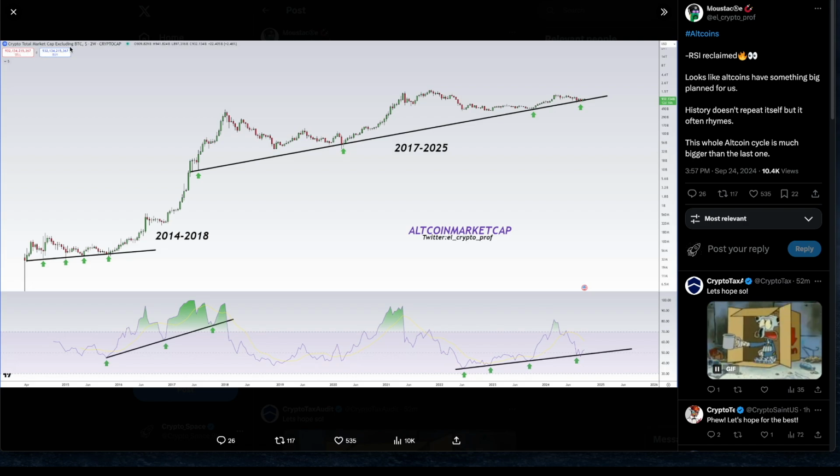That is the total crypto market cap, excluding Bitcoin, on a 2-weekly chart, and this is created by Mr. Prof, so big shout out. Now RSI reclaimed. Looks like altcoins have something big planned for us. History doesn't repeat itself, but often rhymes.